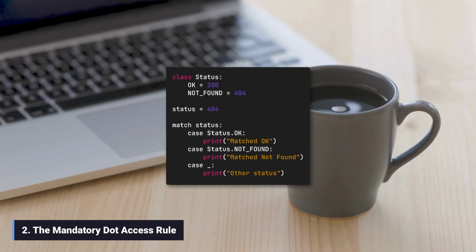2. The mandatory dot access rule. To correctly match against a constant value, you must force Python to recognize it as a constant, not a capture variable. The safest and most common way is to define constants within a class or module and use the dot syntax to access them, like status.ok. This dot access signals to the match case engine that this is a constant value to be matched against, resolving the ambiguity and the syntax error.